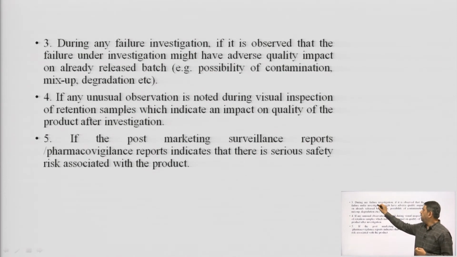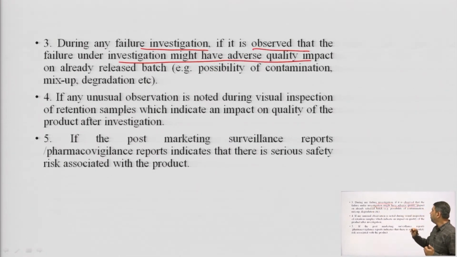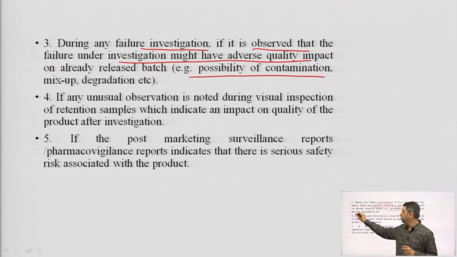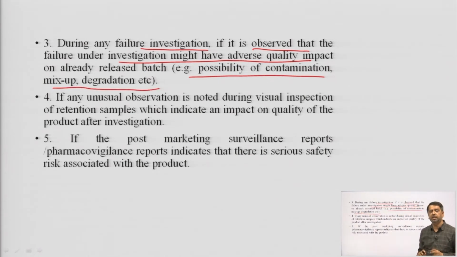Then, during any failure investigation, if a complaint arises and the manufacturer comes to know that this complaint is correct, the complaint is right, in those cases also the manufacturer will voluntarily recall their product. It is observed that the failure under investigation might have an adverse quality impact on already released batches, for example, possibility of contamination, mix up, degradation, etc. In those cases also the manufacturer may withdraw their product.